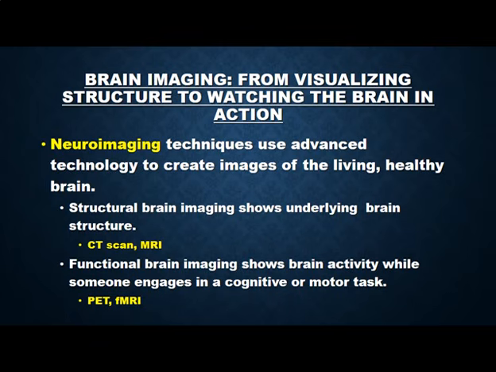So PET scans can be used to figure out where your brain's using sugar, because your brain uses a lot of sugar as it's processing and doing its stuff. PET scans can also look at hemoglobin. They can also look at where different types of neurotransmitter receptors are, so you can actually track where serotonin's being used in the brain, that sort of thing.